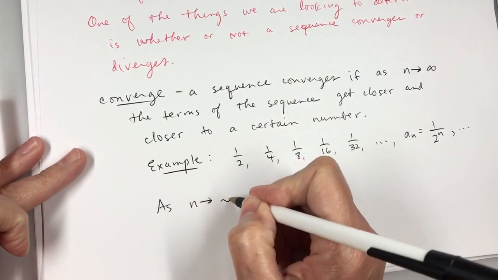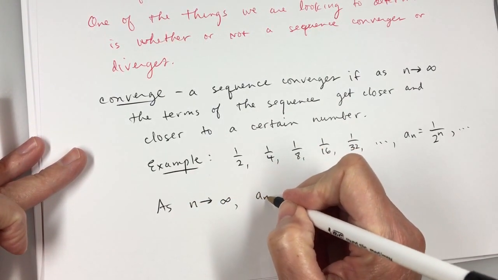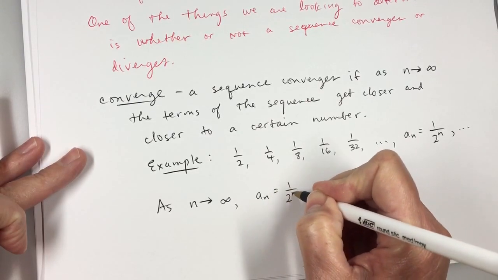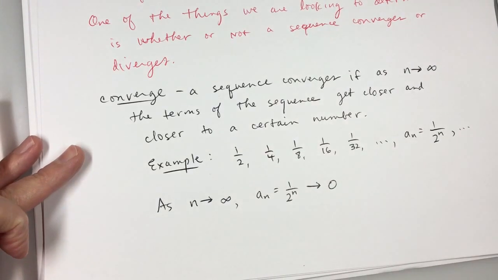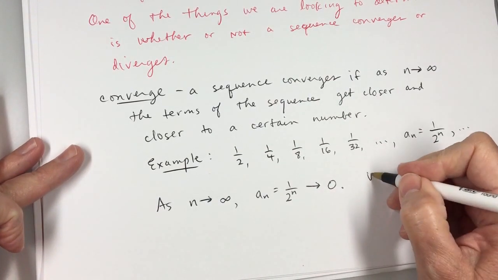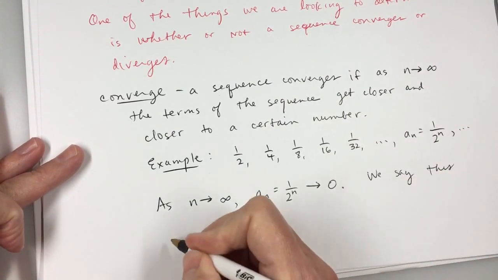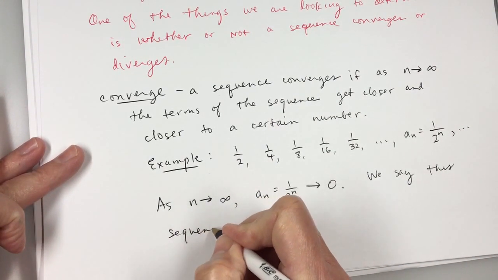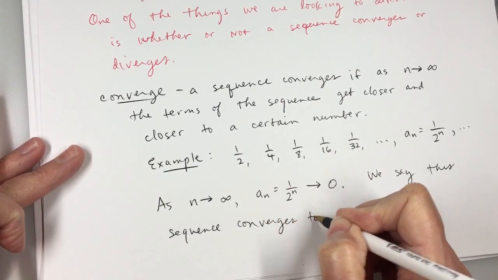As n is approaching infinity, a sub n, which is 1/2 to the n, is approaching 0. So we say this sequence converges to 0.